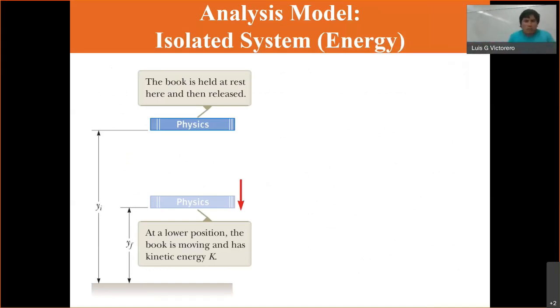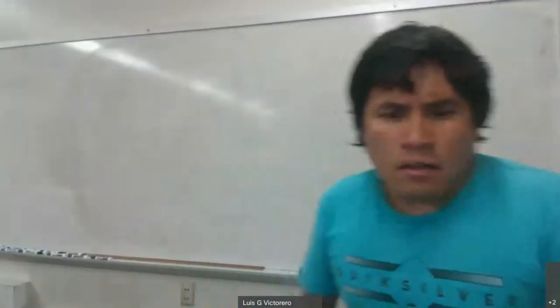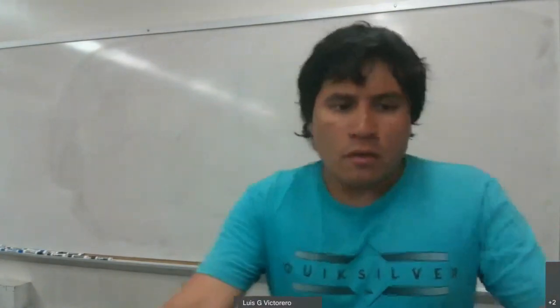You have a book at some height, you let it go, isolated, so we're going to ignore air friction and sound, and then you want to find the speed of the book at this position. So we have done this problem with kinematics, but let's start doing these problems now in a more general way, which is using energy, right?